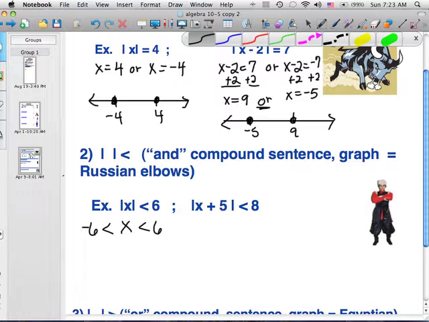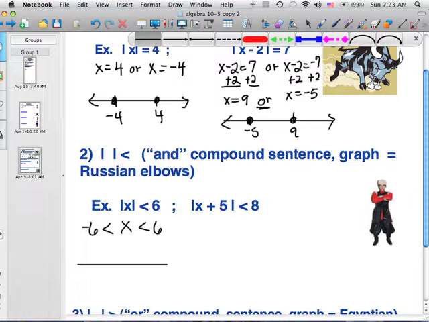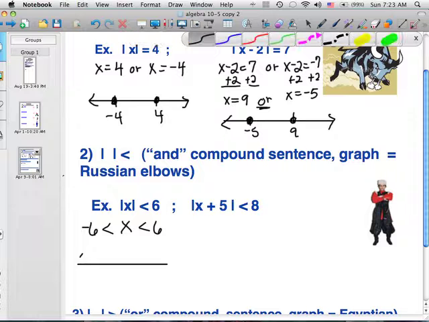So if I graph that, here come my Russian elbows. Negative 6 and 6 are my elbows. And I don't get to include my elbows since there are no bars, and it's shaded in between. Those are my folded arms. That's the between.